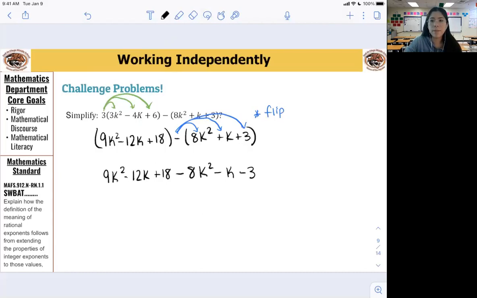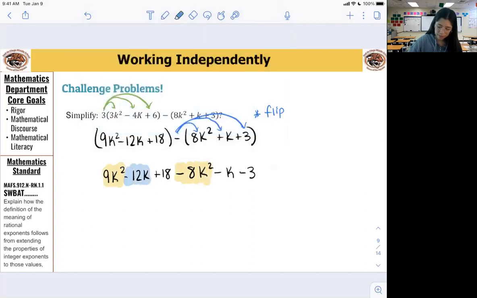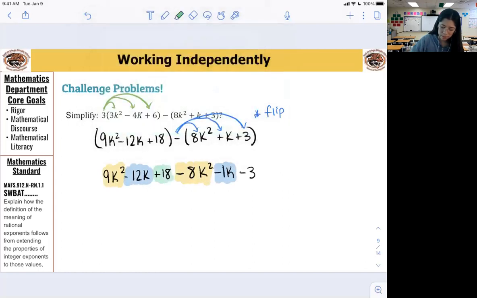Now we go ahead and we combine all of our like terms. So let me highlight them. 9k squared and negative 8k squared, negative 12k and negative 1k. Remember, there's a 1 there. And then 18 and negative 3. So if you had something different at this step, I want you to take 30 seconds, fix your mistakes, and go from here and get a final answer.